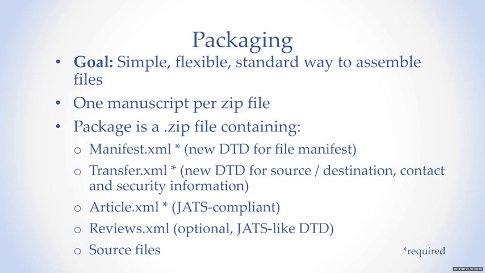We have four XML files that can be included. There's a manifest XML file, and then there's the transfer XML file. Those are both new DTDs. I know that Andrew talked about JATS. That's one kind of a DTD. But JATS didn't really work very well for us for the manifest or the transfer. But the article XML will be represented in JATS XML. And probably the part that has gotten people most excited is that we will be able to optionally include a reviews XML. And then, as I mentioned, any of the source files associated with the submission.